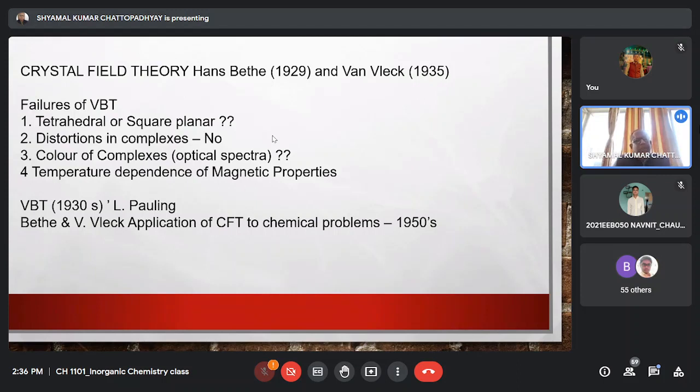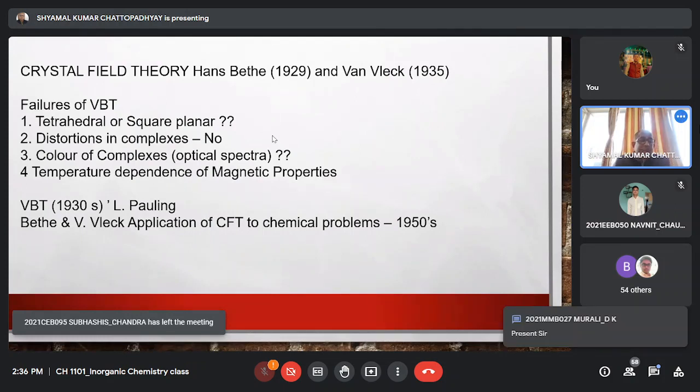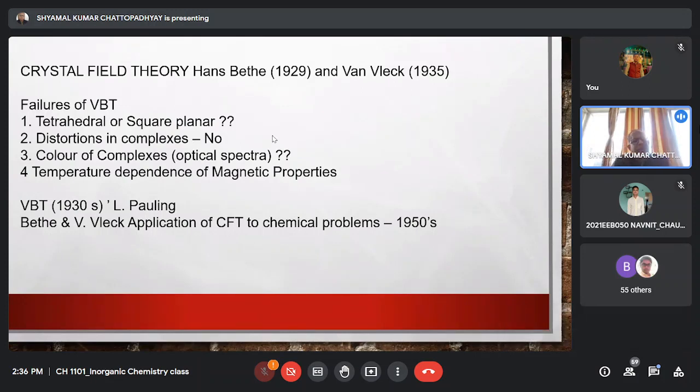If it is a square planar complex, it has to be explained by the dsp2 hybridization. Okay, but it cannot predict what kind of ligands can form tetrahedral complexes, what kind of ligands should have square planar complex, and what will be the energy difference, how to calculate the energy difference between the tetrahedral and square planar complexes, etc. That were not very well founded in terms of the valency bond theory.